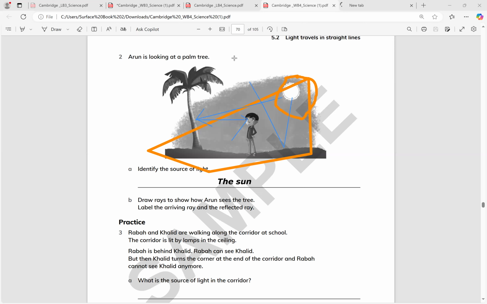There are a lot of other ways that he could see the palm tree. Like this. Or like this. Or even this. There are too many lines going straight and into your eye. There's a million. There are a lot of ways to get to the palm tree.